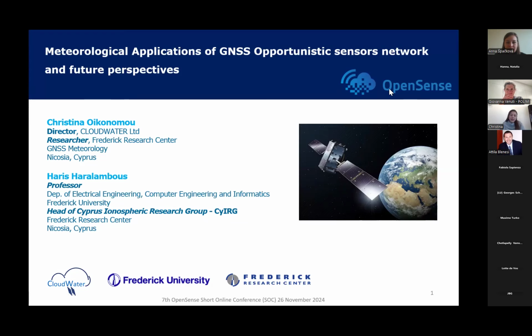So our group, for the last 16 years, has been working on the ionosphere, having installed an ionospheric radar and GNSS network in Cyprus. But for the last 6 years, we are also doing research on the troposphere and GNSS meteorology.